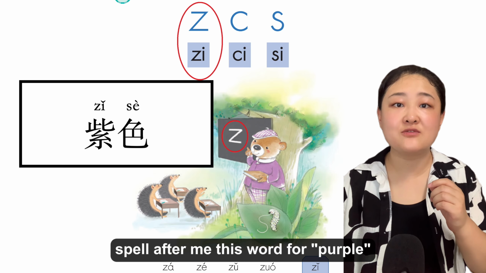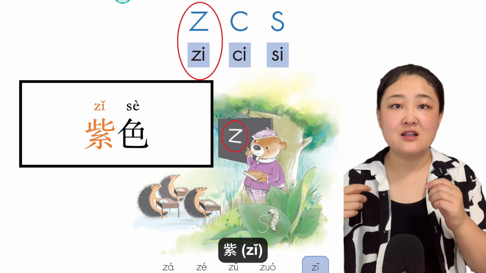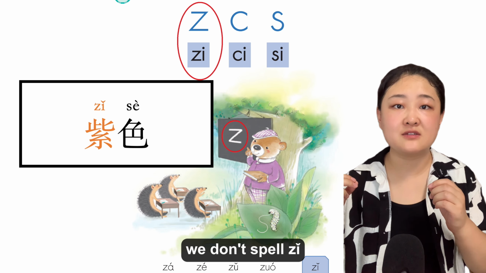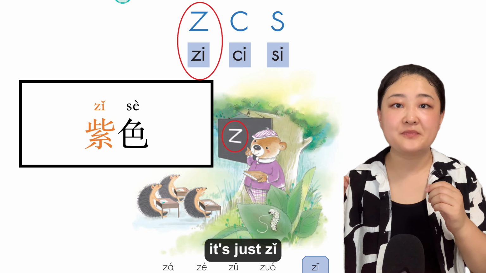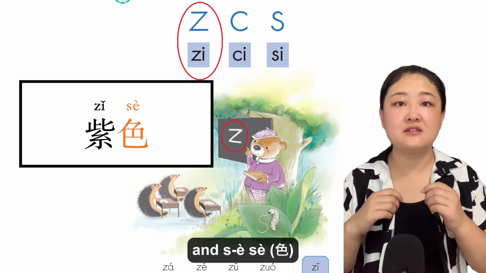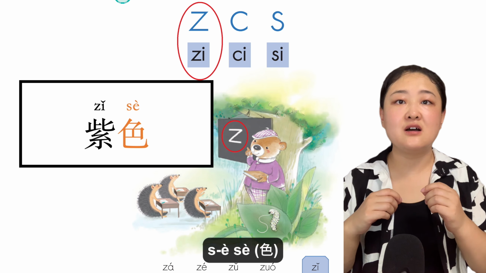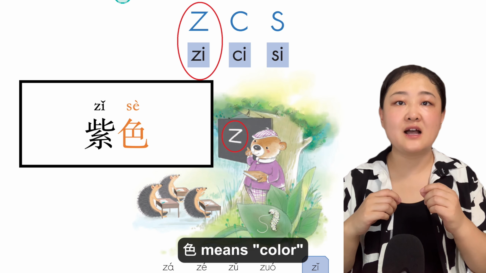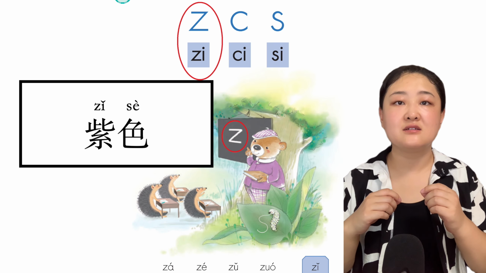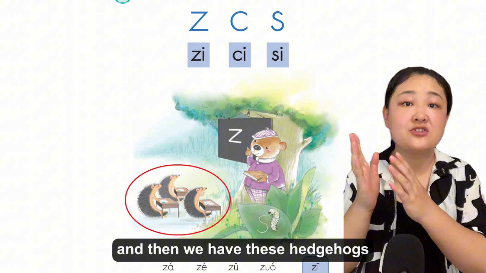Spell after me this word for purple. Zi. 整体认读音节, we don't spell zi. It's just zi. And zi se. Zi se. Se means color. Zi se. And then we have these hedgehogs.